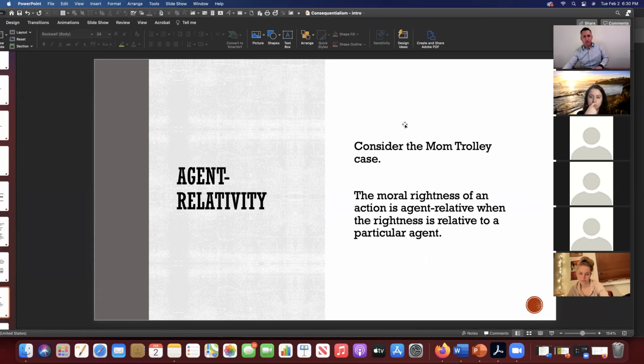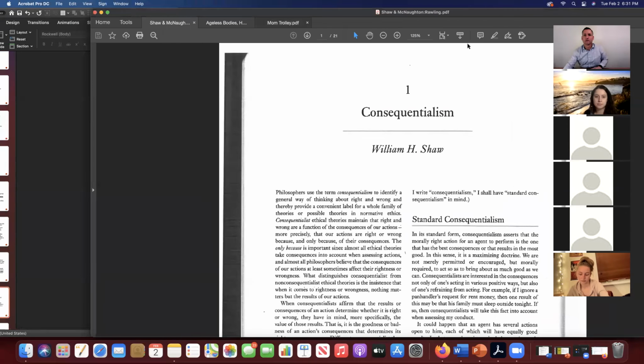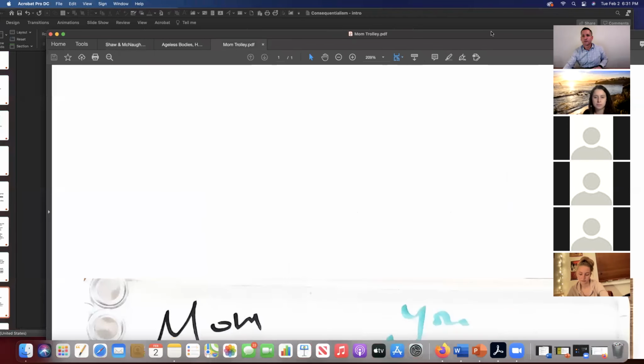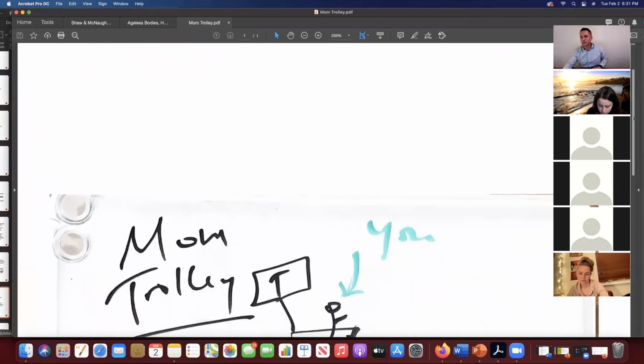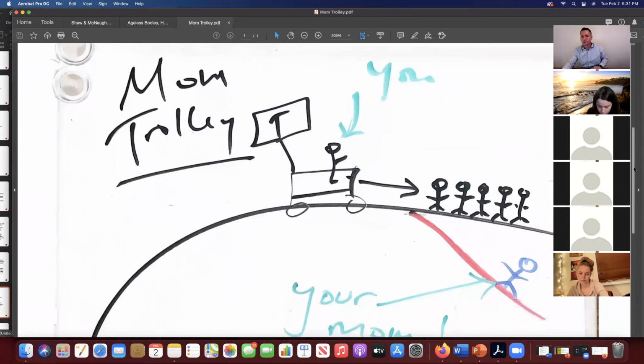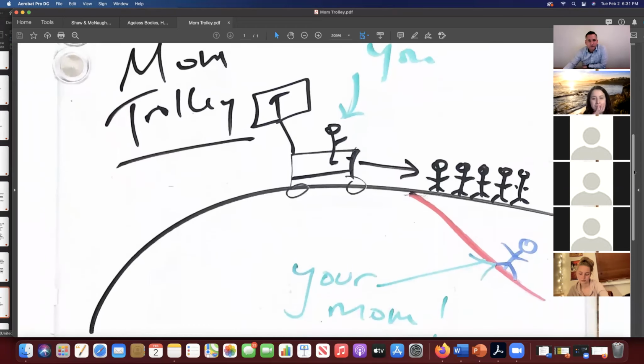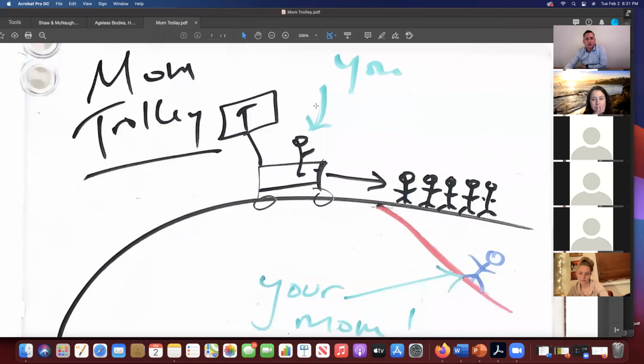Now, just by way of contrast, let's consider the mom trolley case, we'll call it. So we've moved away from the original trolley. We're going to develop mom trolley. I'm in mom trolley. It's just like the original trolley case, but there's you in the trolley. And yep, you've guessed it, there's your mom as the one. Now, it does seem to matter here, doesn't it? That it's your mom.